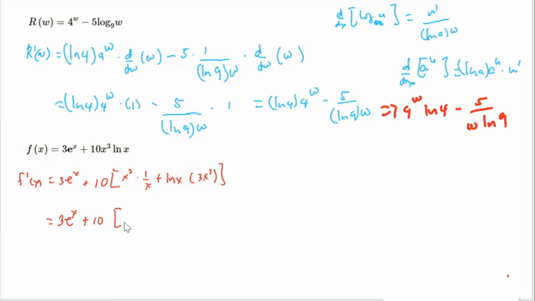x cubed times 1 over x gives us the answer of x squared, plus ln of x times 3x squared, so I can write the answer as 3x squared ln of x, and then multiplied by 10. Therefore, we have 3e raised to x plus 10x squared plus 10 times 3 is 30, so we have 30x squared ln of x. So that is now the derivative of the given function.